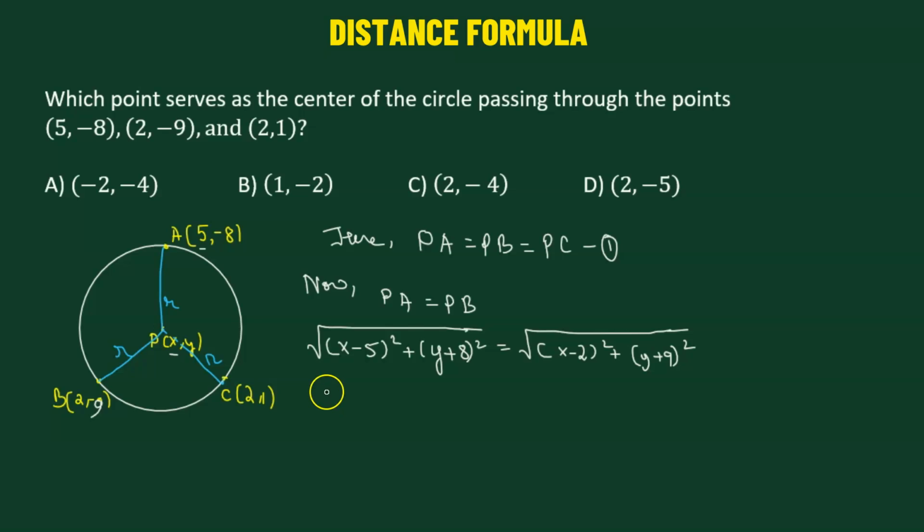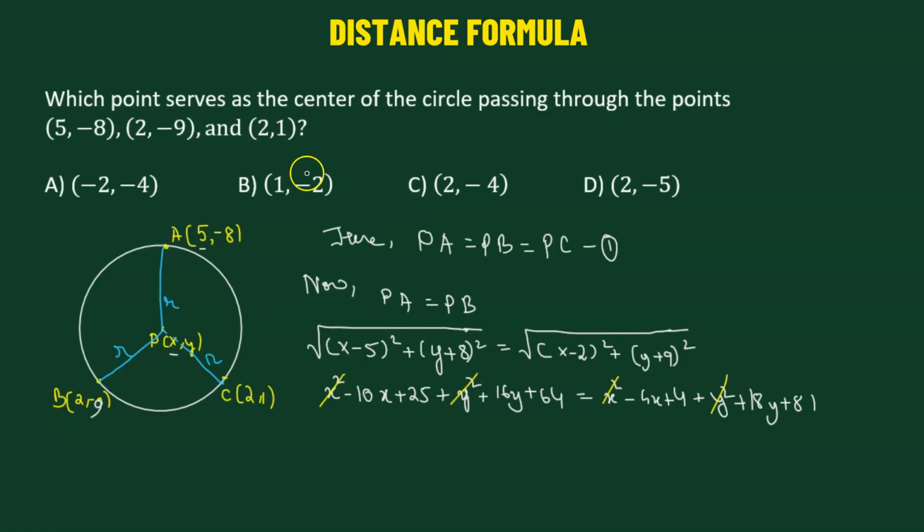Now we have x minus 5 whole squared, so that will be x squared minus 10x plus 25, added to y plus 8 whole squared, so that will be y squared plus 16y plus 64. This will be equal to x squared minus 4x plus 4, added to y squared plus 18y plus 81. Now we can cancel out x squared from both sides. We can also cancel out y squared from both sides.